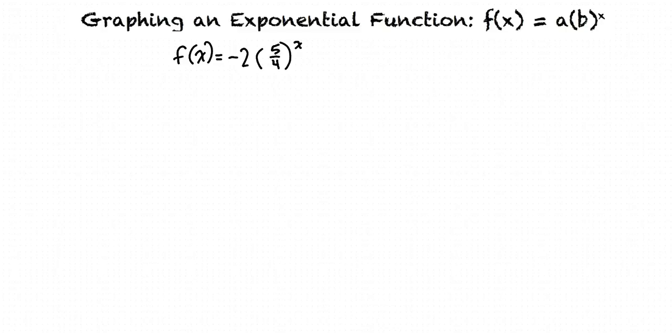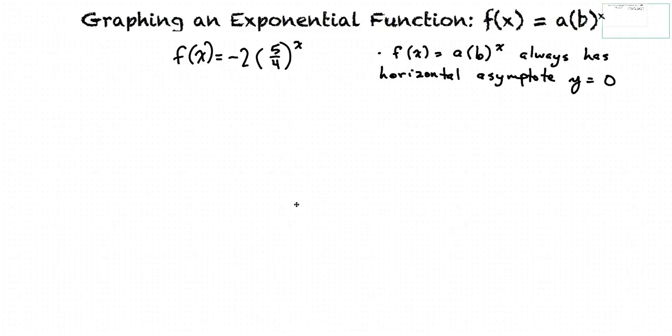In a function f of x equals a times b to the x, there is always a horizontal asymptote at y equals 0, because this kind of function is either always above the x-axis or always below it. To prove this in numbers, we will think of negative 2 times 5 over 4 to the x for very small x. As x approaches negative infinity, f gets closer and closer to 0, which is a horizontal asymptote at y equals 0. Here are some other things to look at before graphing this kind of function.